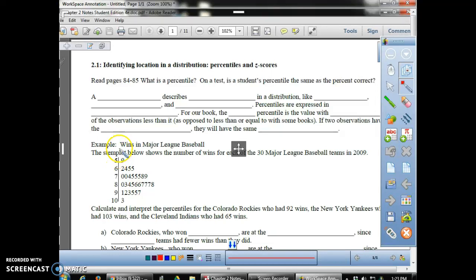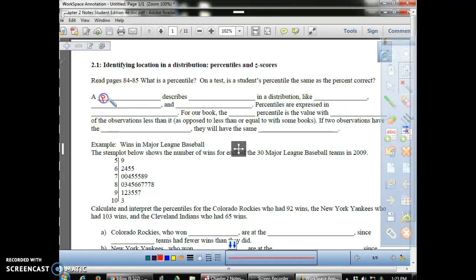Okay, we are starting chapter 2, and this chapter is about identifying locations and distributions. And the first thing we're going to learn about is a percentile. You probably have heard that term before. So what is a percentile? And on a test, is a student's percentile the same as the percent correct? And that is absolutely not the same thing. So I'll talk about why that's the case.